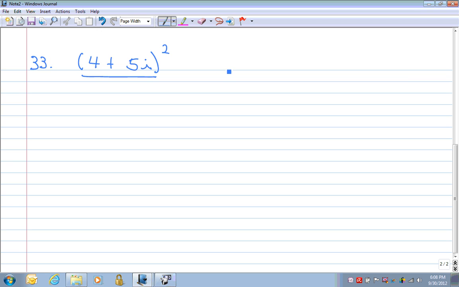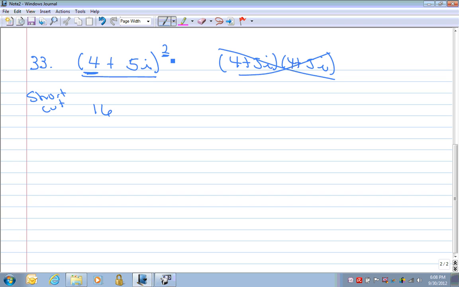There's a shortcut. This is so we don't have to go over and go 4 plus 5i times 4 plus 5i and FOIL. You can do all that, but boy, it takes a lot more time and there's a lot more places to make mistakes. So the shortcut is we're going to take the first term, which is 4, and we're going to square it. So 4 squared would be 16. We're going to multiply everything together. 2 times 5i times 4. Well, 2 times 4 would be 8, and 8 times 5i would be positive 40i.